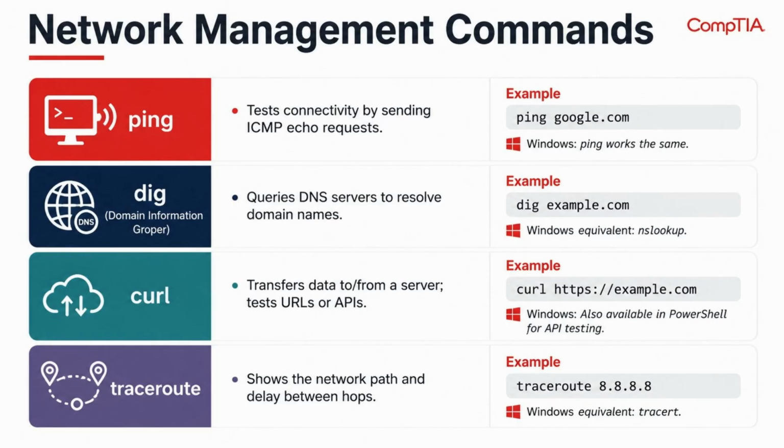Essential network management commands include ping for connectivity tests, dig for DNS resolution, curl for data transfers or API testing, and traceroute to map the network path to a destination. These tools are universal for basic network troubleshooting.